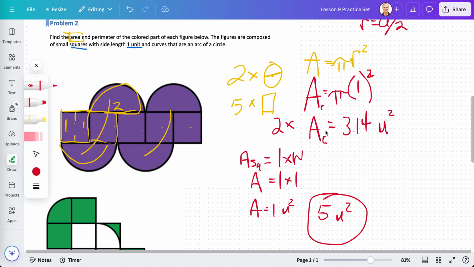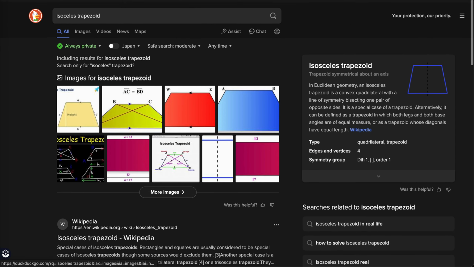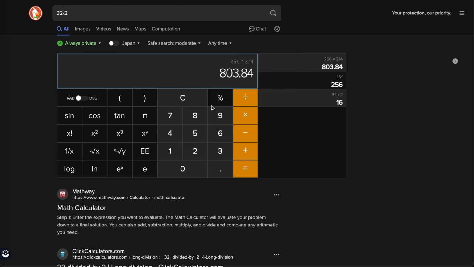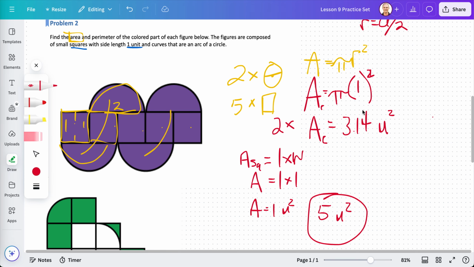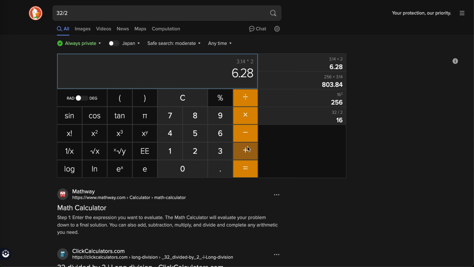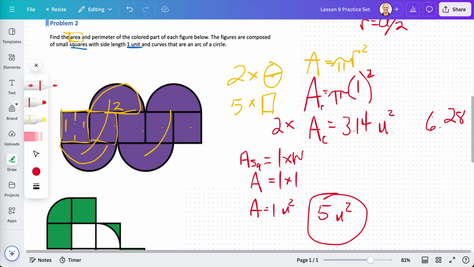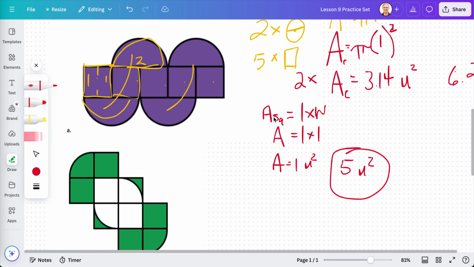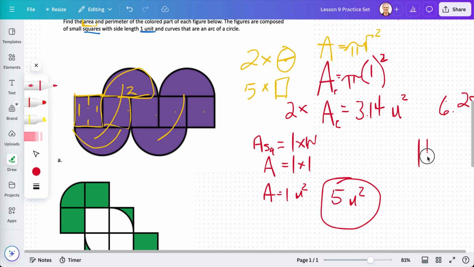And then for this, we have to multiply 3.14 times 2. That's 6.28. Now let's add 5. 11.28. I think I need to check this, but the purple one should be 11.28.